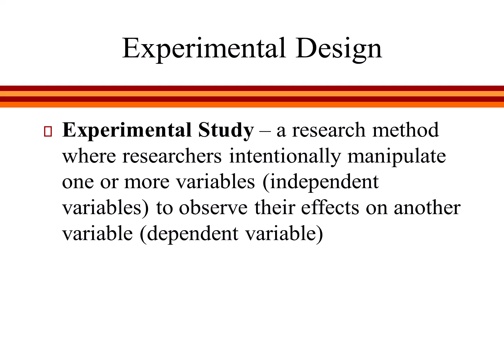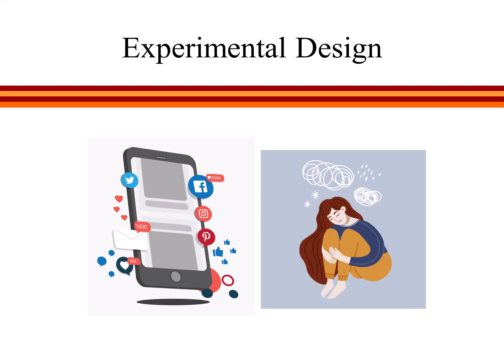In an experimental design, the researcher actually manipulates or controls one of the variables by randomly assigning participants to different levels or conditions of that variable. Let's look at how this would work in a couple examples. First, let's continue with our example of social media and mental health.